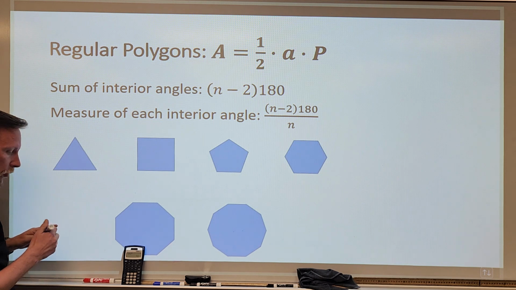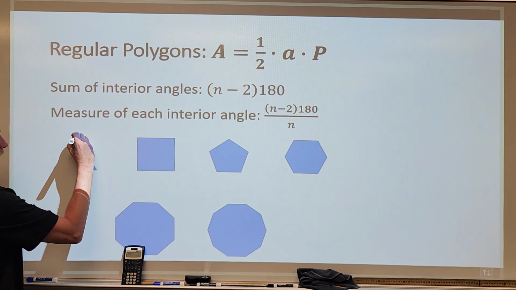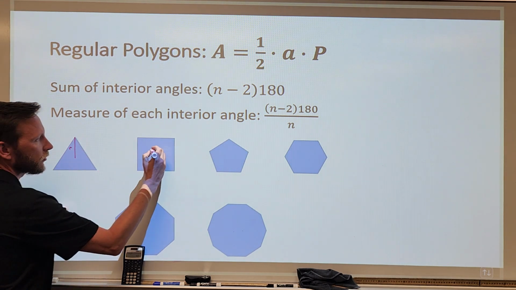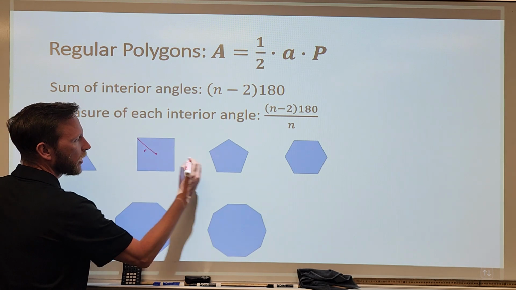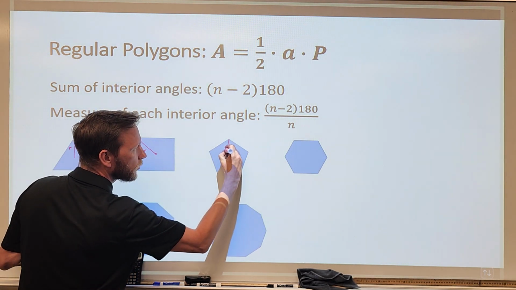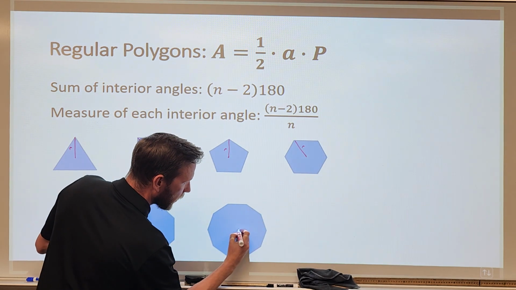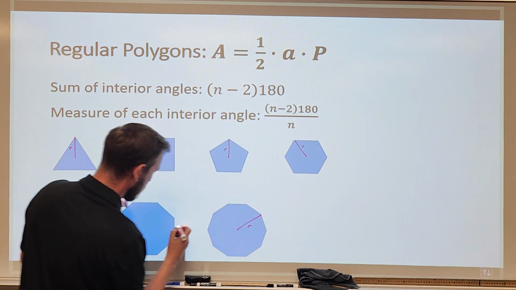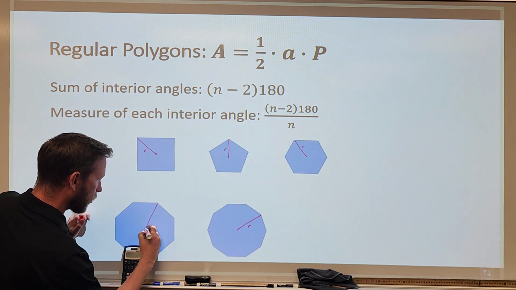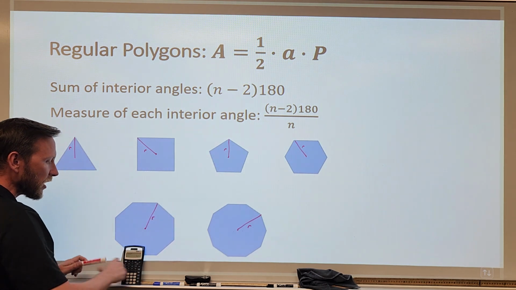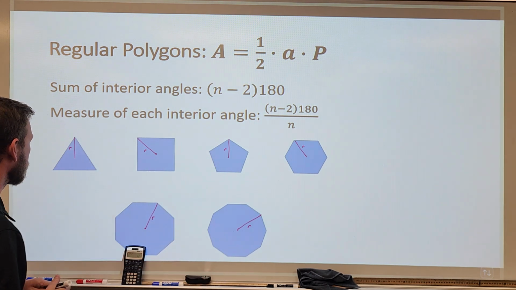So here, if we're to draw this picture, this would be a radius, this would be a radius, this would be a radius, this would be a radius. From here to the corner is a radius. From here to the corner is a radius. For every one of those, that's the radius.